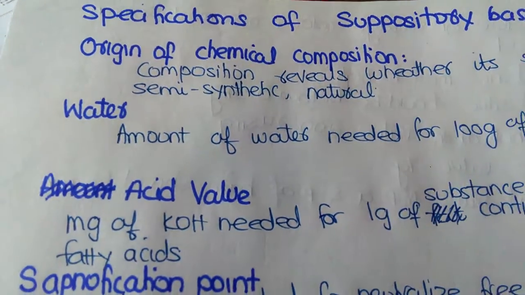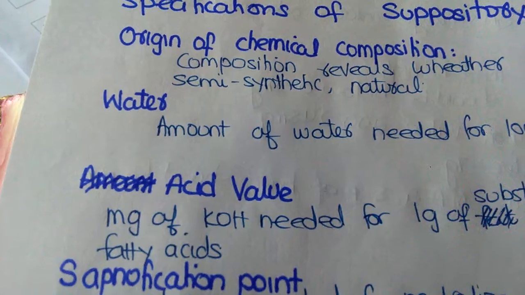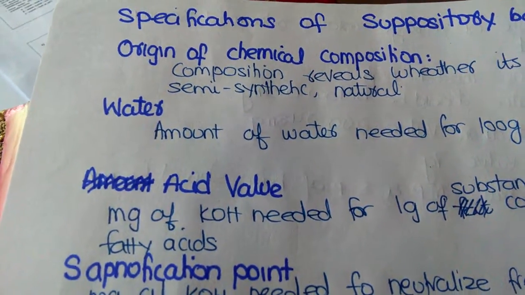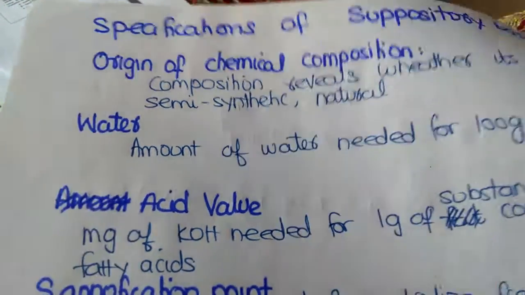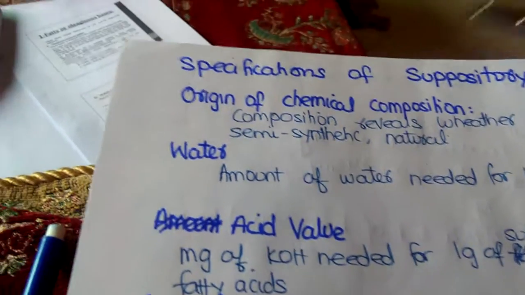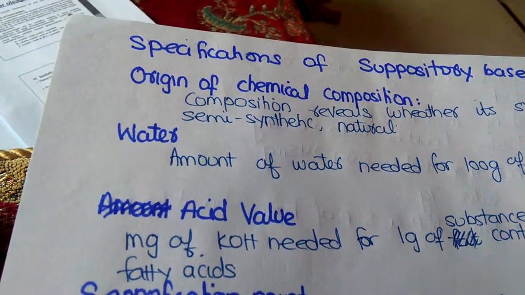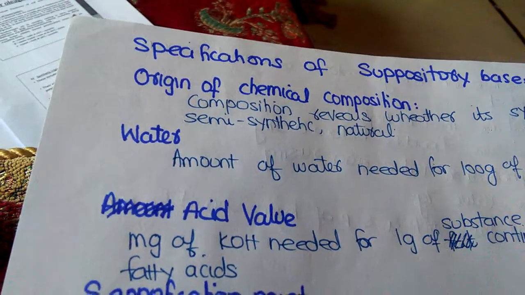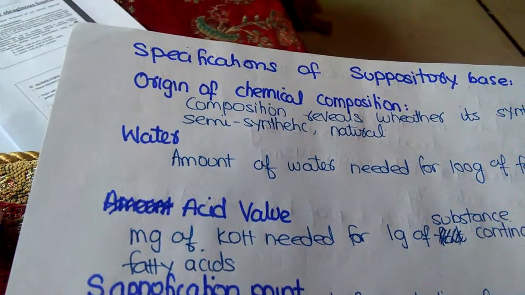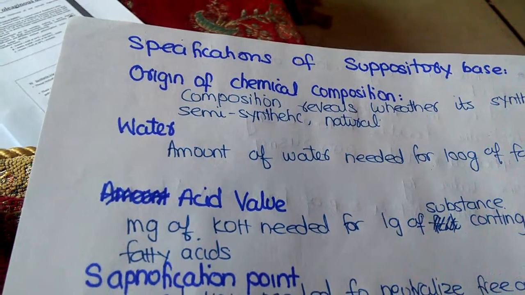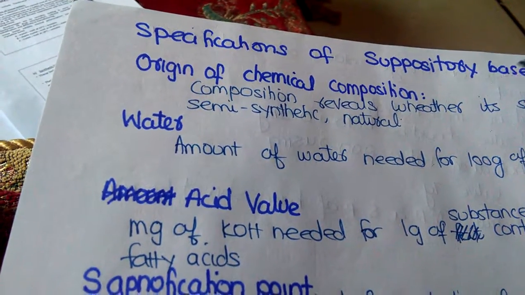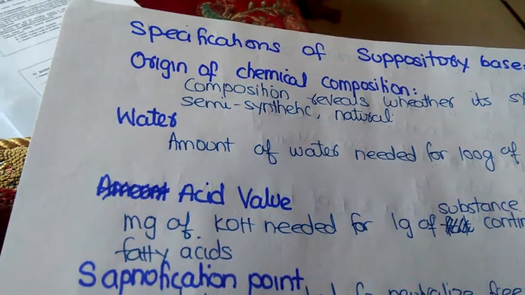Synthetic means man-made. Some suppositories use chemicals of natural origin, some use chemicals of synthetic origin, and some are in between, which are called semi-synthetic. And then there's the amount of water needed for 100 grams of fat. This is basically how each suppository should be made, how the composition of each base should be, and how much water should be used. The amount of water should be according to the 100 grams of fat.